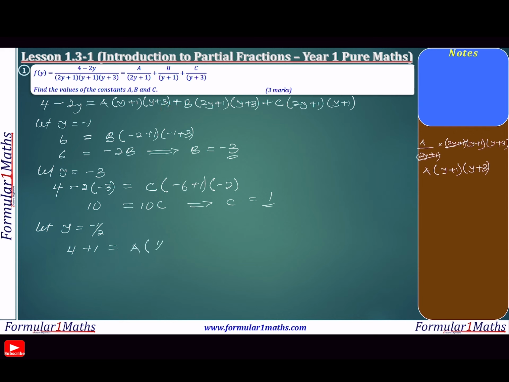brackets a half times 5 over 2. And that means I have 5 here equal to 5a over 4. And solving for a will give 4. So the values are a equal to 4, b is equal to minus 3, and c is equal to 1.